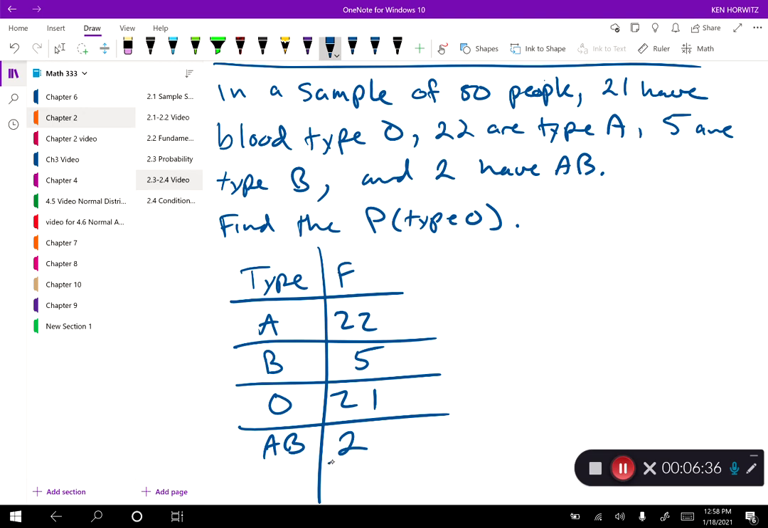And we check our work and we say this should total 50. 22, 43, 45, 5 is 50. So we put the desired frequencies, which is 21, over the total frequencies, which is 50, and hence our probability of type O. There we go. Now, these problems are going to get more difficult as they go on. I'm just trying to expose you to the idea. That way, when you get to the more difficult problems, you have a little bit of experience.